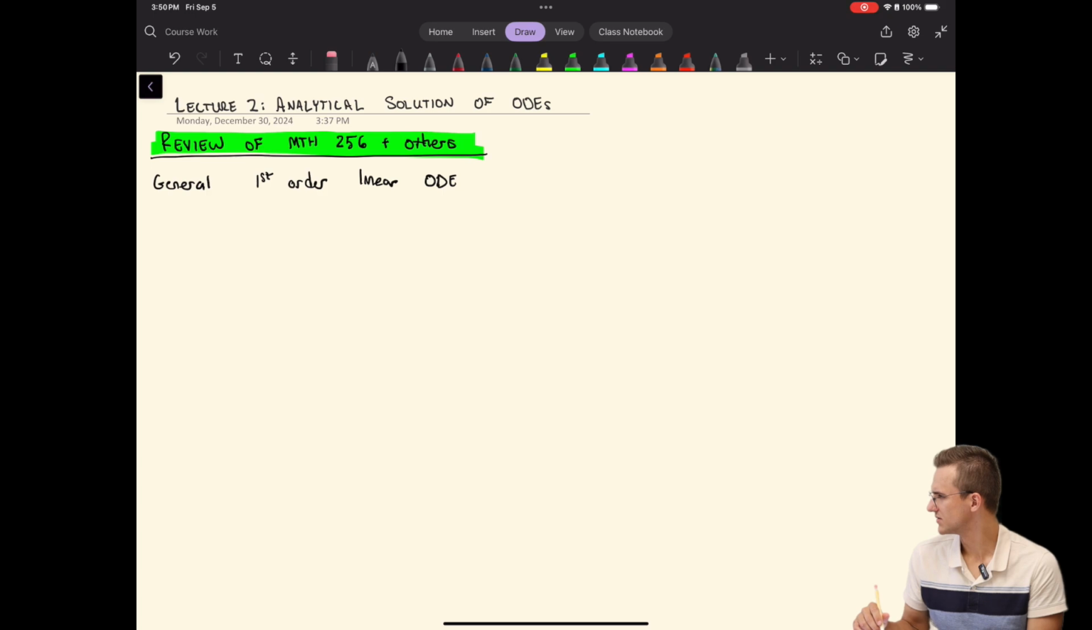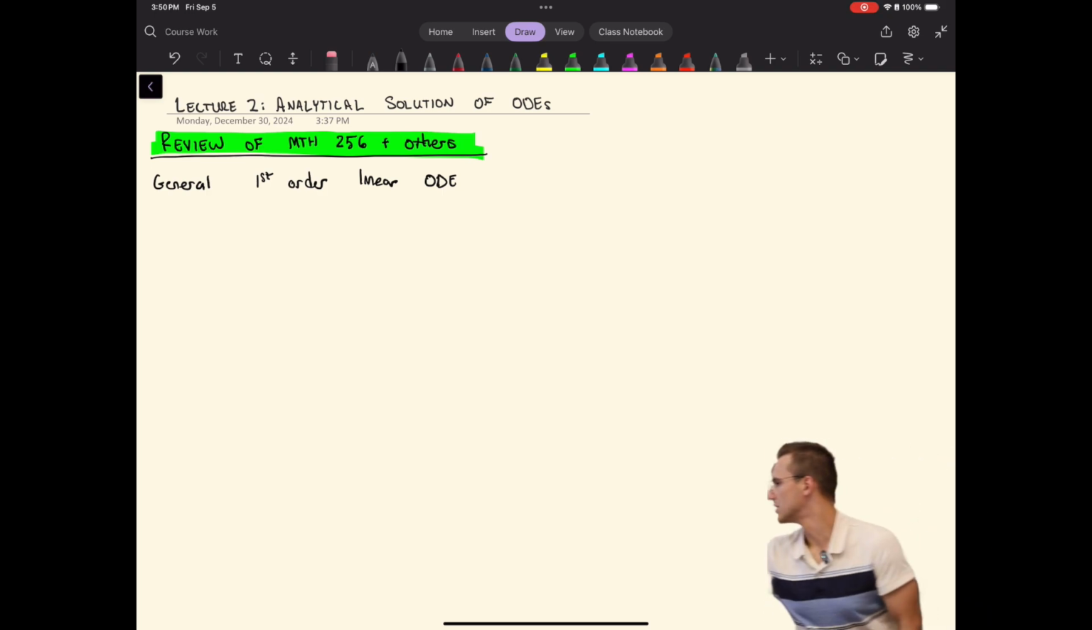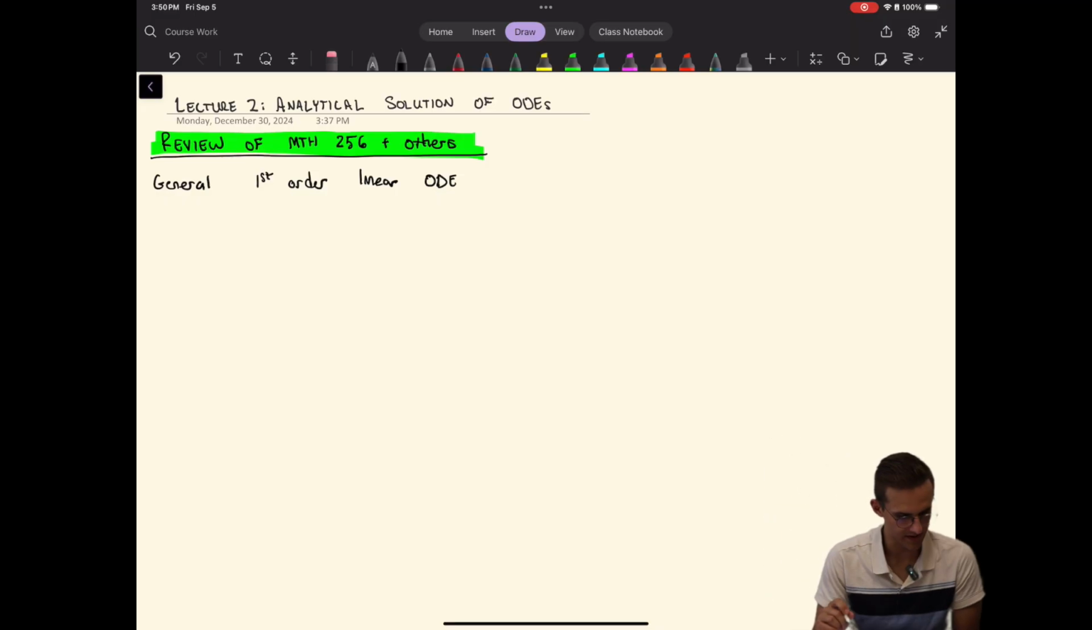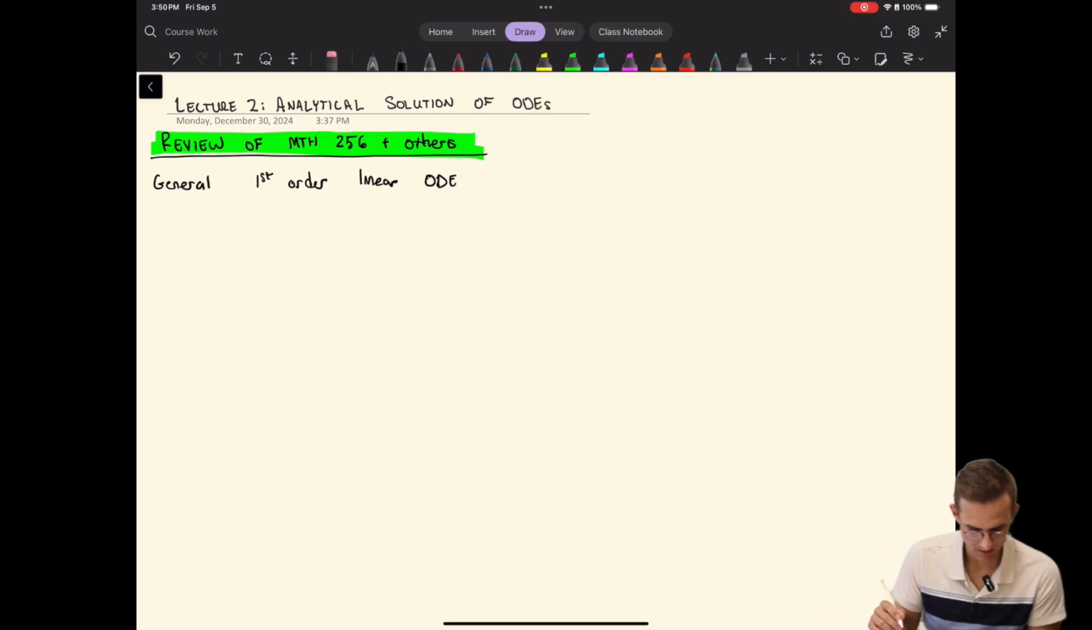I think we might do that at the beginning of lecture 3. So we'll do that at the beginning of the next lecture, just to review what those terms mean. But for now, let's just talk about the solution methods.